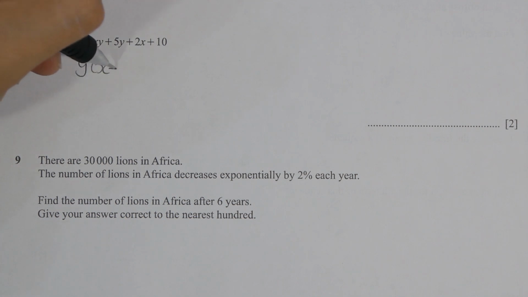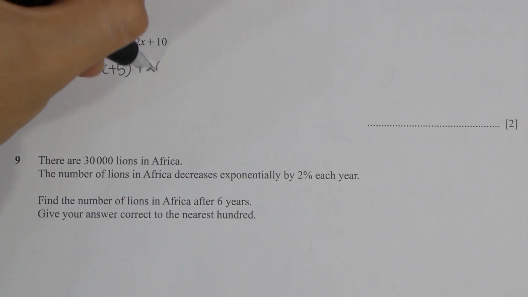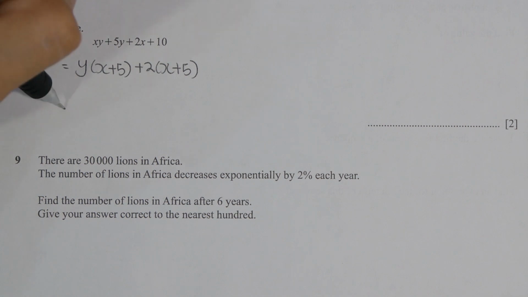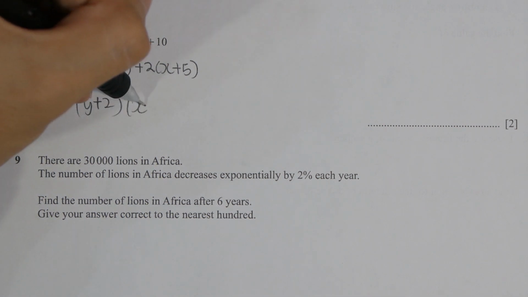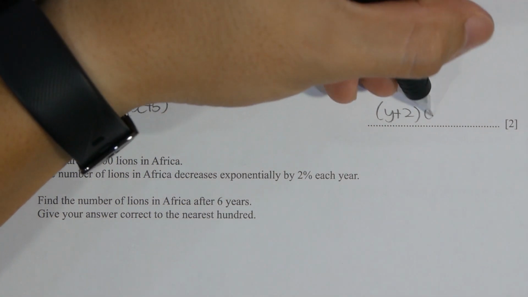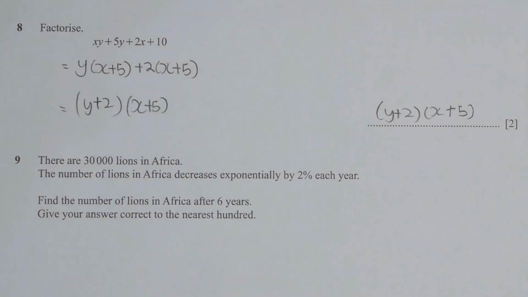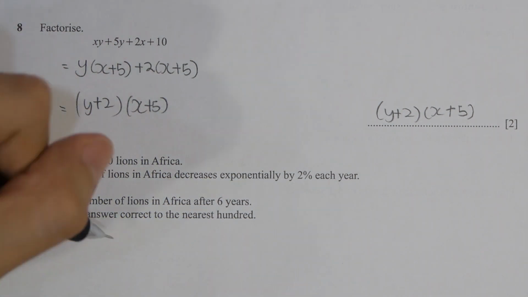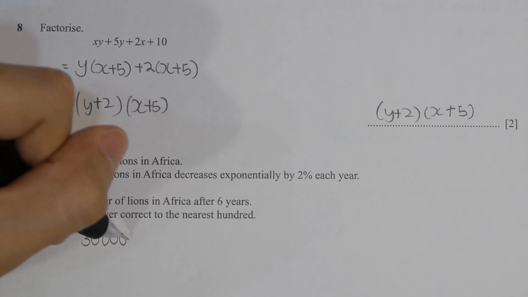But for question 8, I extracted y from the first 2 terms and extracted 2 from the terms behind. So I got y bracket x plus 5 bracket plus 2 bracket x plus 5. So x plus 5 is repeating. So I rearranged it into y plus 2 times x plus 5.